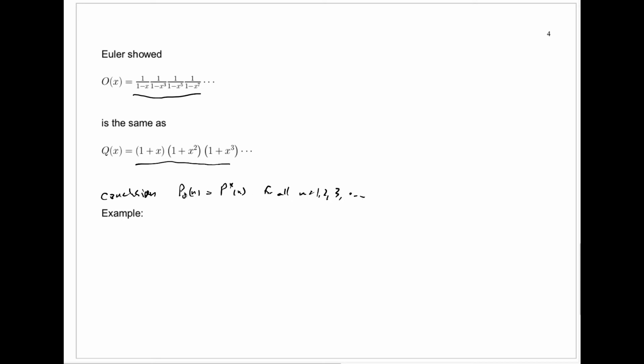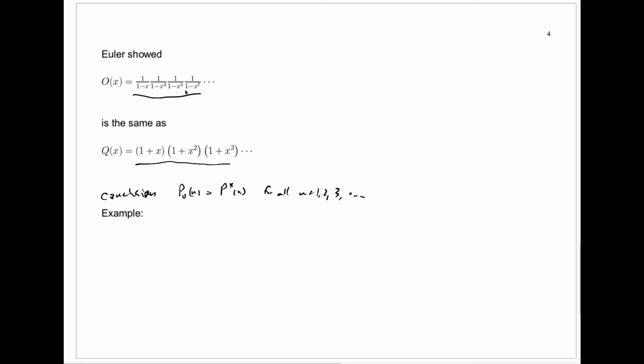We saw that for n equals 5, it just happens to be true that they're the same. But the claim is, since these generating functions are identical, these combinatorial quantities are in fact identical as well.